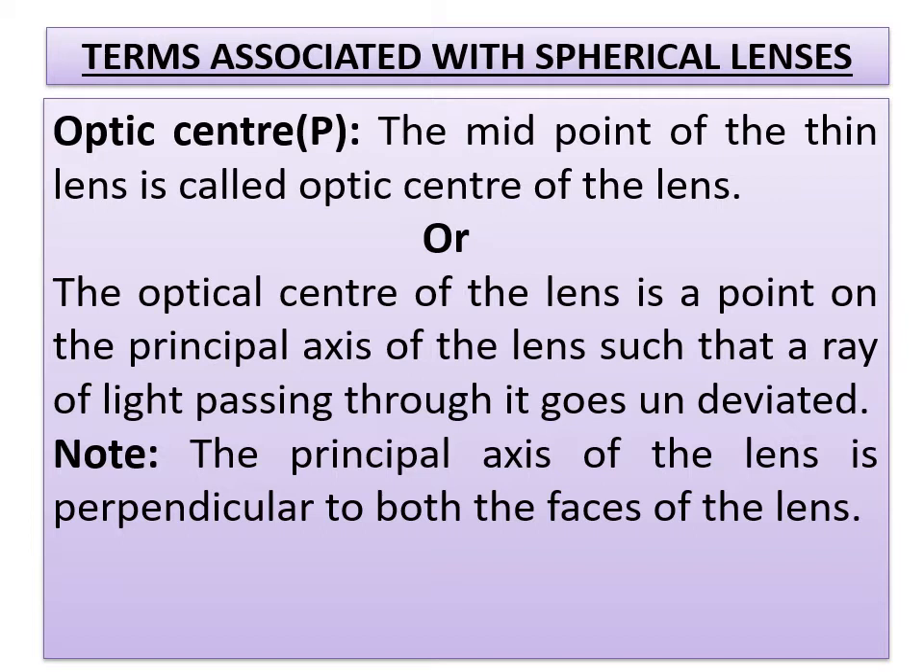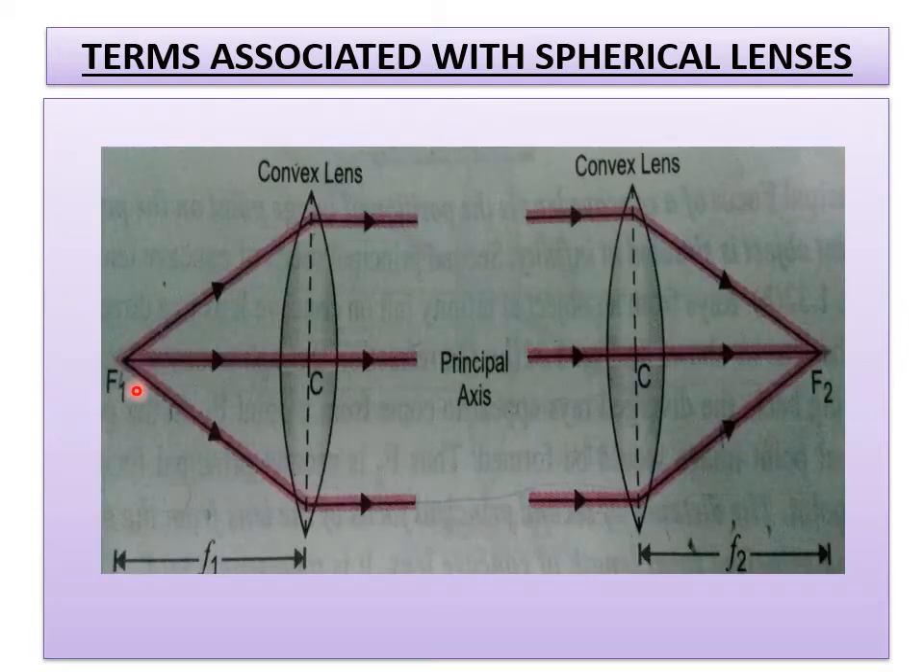And one more point you have to remember is the principal axis of the lens is perpendicular to both the faces of the lens, irrespective of whether the principal axis is in a concave or a convex lens. You have to remember that. Nothing but it is a normal to the bulged out surface of the convex lens or the bent in surface of the concave lens. So you have to observe these diagrams, children. This is your convex lens.